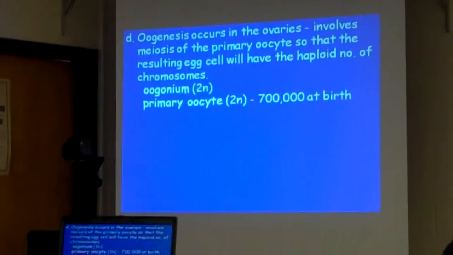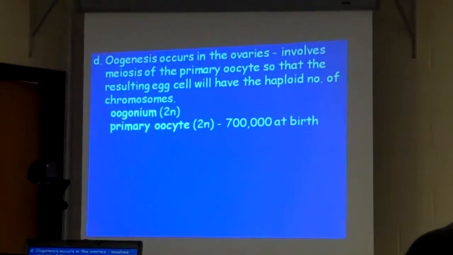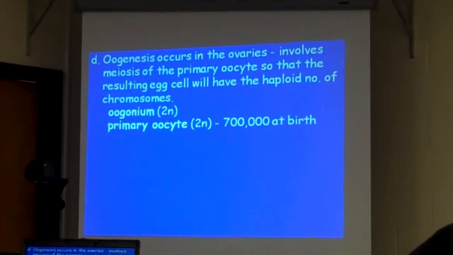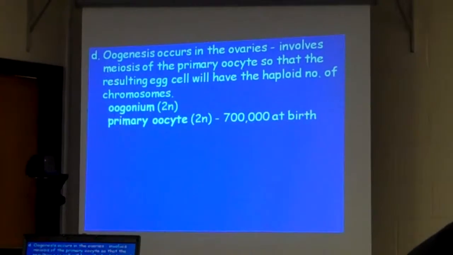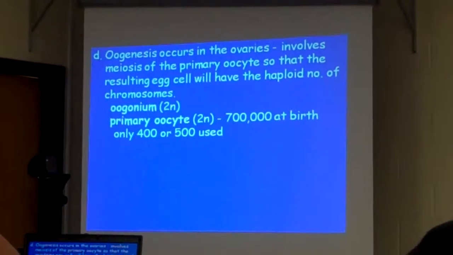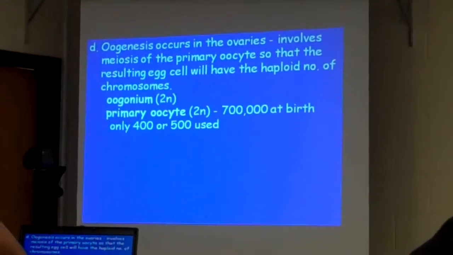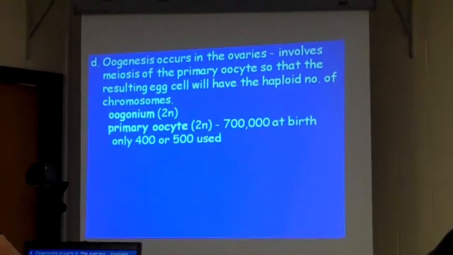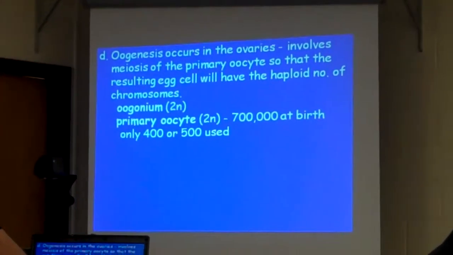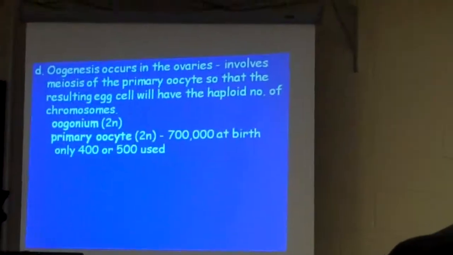And here's the thing about it. There are 700,000 of those things. Did we go over this the other day a little bit? I don't remember. 700,000 of those in a female baby at the time of birth. And only, I have here, only 400 or 500 will be used. That means ovulated during that female's lifetime, during her reproductive period. So 700,000 of those at birth. That's hard to kind of imagine.